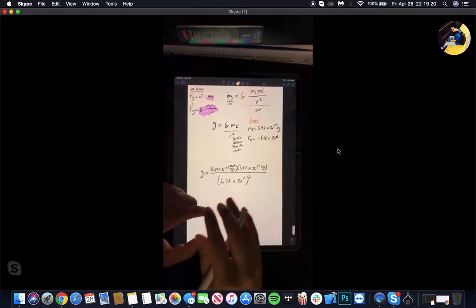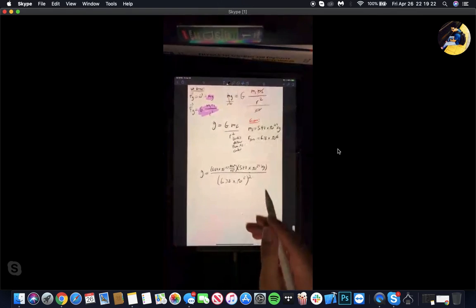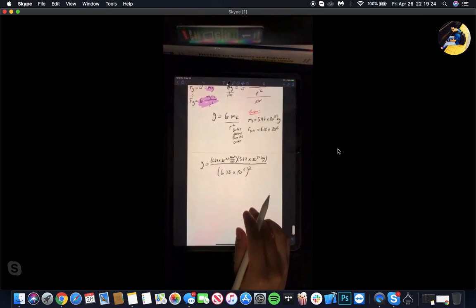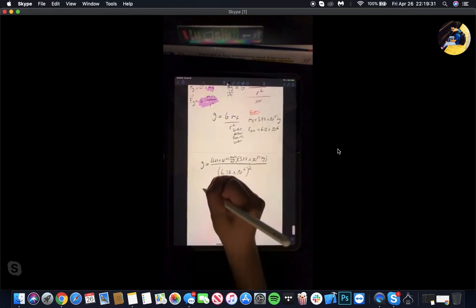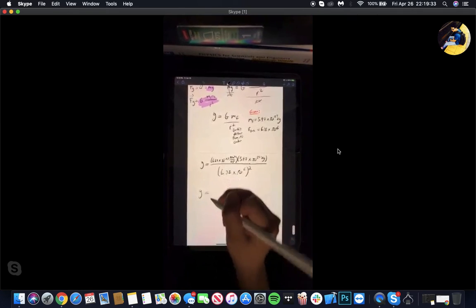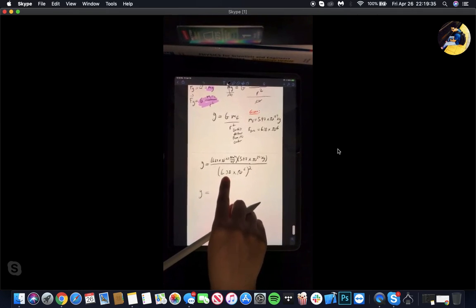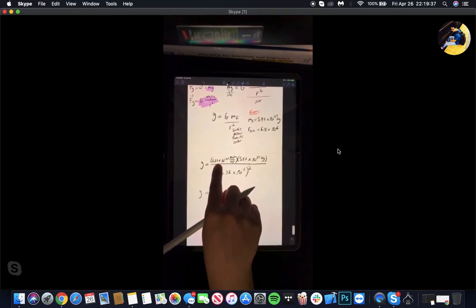Do you want me to just write 9.8, or do you want me to show step by step? We shouldn't calculate it yet. We should just try to get the powers of 10 together. So 6 times 6 is 36, and then we could just combine the powers of 10 with the powers of 10. The bottom, right there.